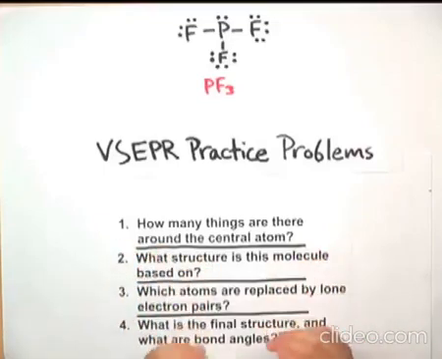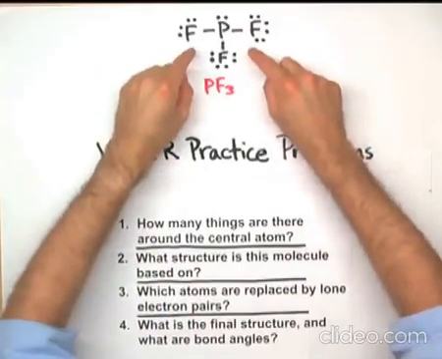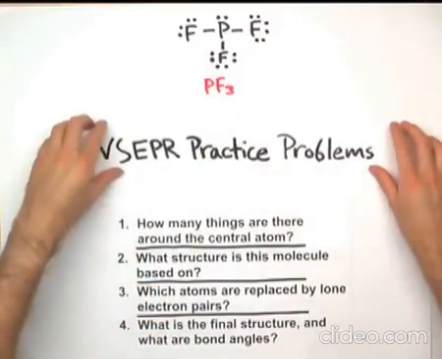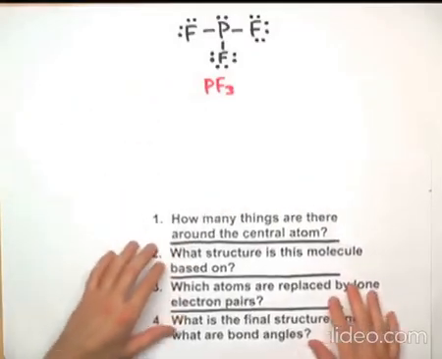We're going to do a whole bunch of practice problems so you'll get super good at looking at a Lewis structure like this and figuring out what its three-dimensional VSEPR shape would be. We'll start out right away with PF3.